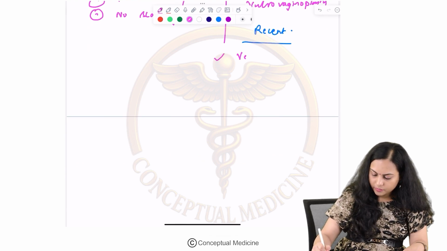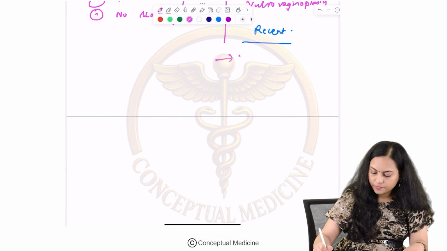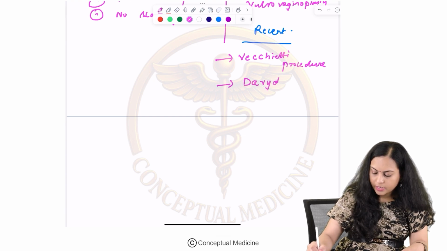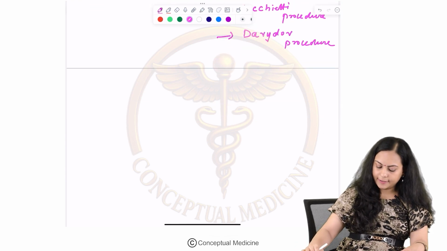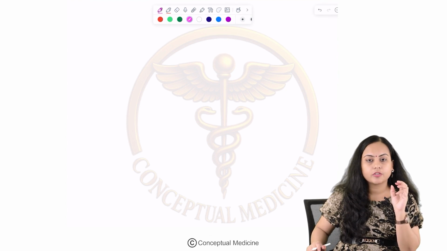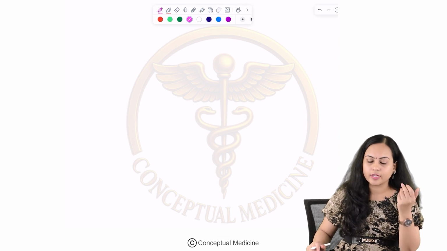These include Vecchietti procedure and Davydov procedure. Clear? So, the timing of these procedures should be individualized and they should be done only when the woman is mentally stable to become sexually active and is going to get married.